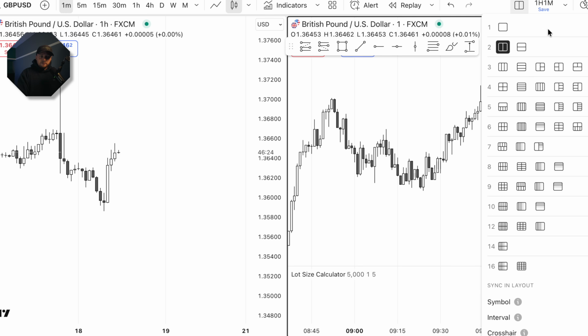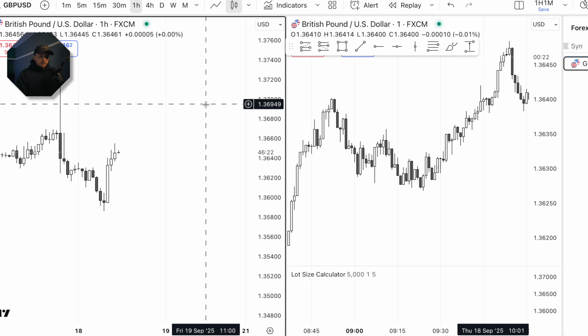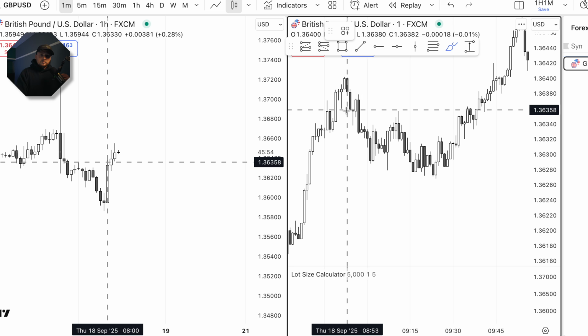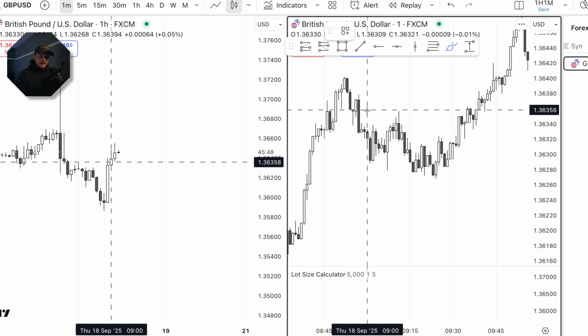So we're going to split screen view here on TradingView, hourly on the left, and we can see exactly what the hourly is doing while we trade on the 1 minute. So like I say, previous hourly candle bullish, we have to buy. The new hourly candle that we're going to be trading, so the 9 till 10, opens here.